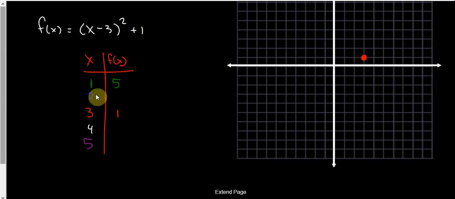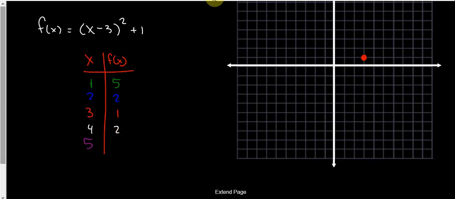Okay. Plug a 2 in. 2 minus 3 is -1. -1 squared is 1. 1 plus 1 is 2. Let's throw a 4 in there. 4 minus 3 is 1. 1 squared is 1. 1 plus 1 is 2.